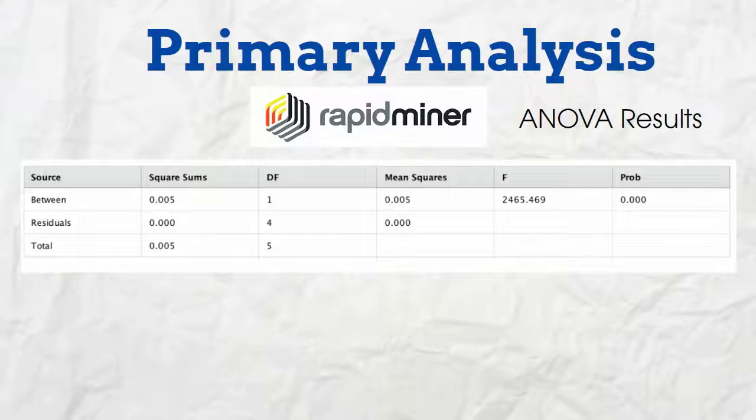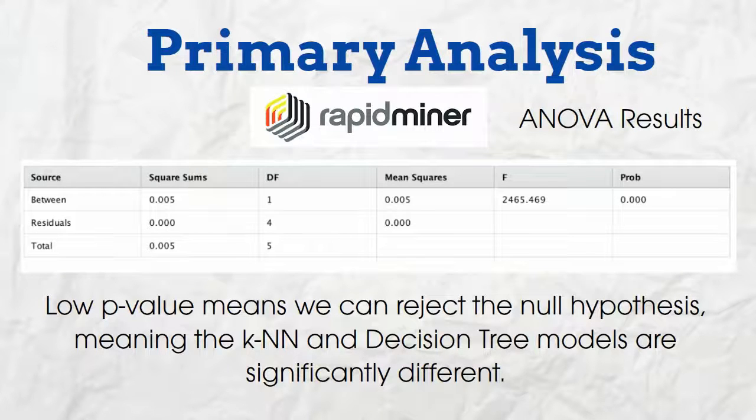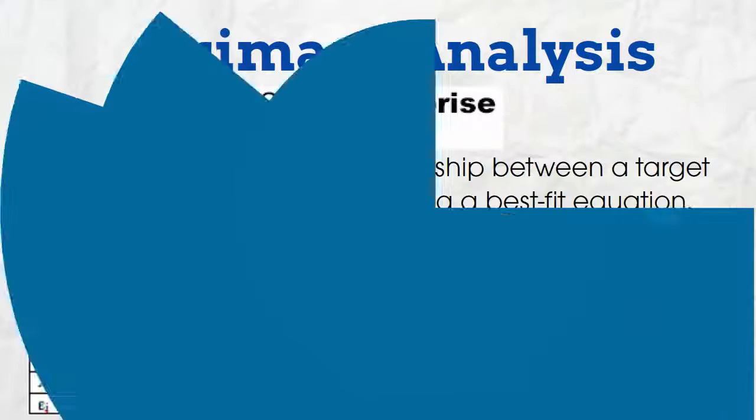To finish out RapidMiner, we have the ANOVA test, which stands for Analysis of Variance. This tests to see if there is a significant difference between two samples or models. Since the p-value is so low, we can reject the null hypothesis, which means that the improvement in the decision tree model over the k-nearest neighbors model is significant.